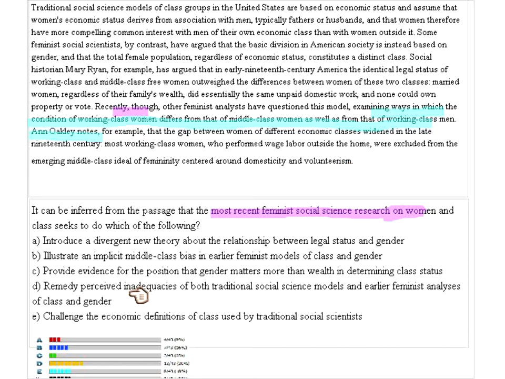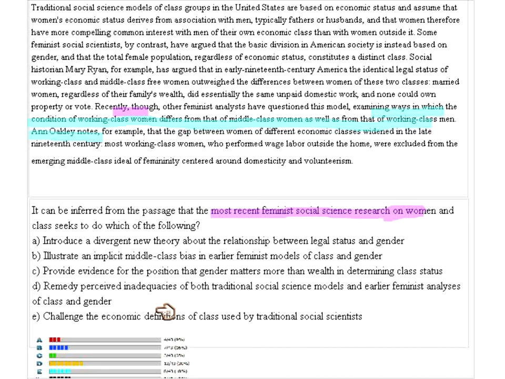So D is the correct answer because they pointed out the difference in class and they pointed out the difference in gender. This model didn't point out the gender difference, and this model over here didn't point out the class difference. This is one of the harder questions that they'll give you. But notice that you can prove D. Remedy these things means to fix them. Perceived inadequacies are things that they thought had to be considered that had not been considered. So fix perceived errors is basically what that means.